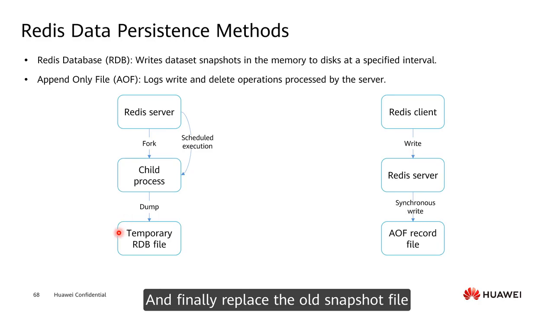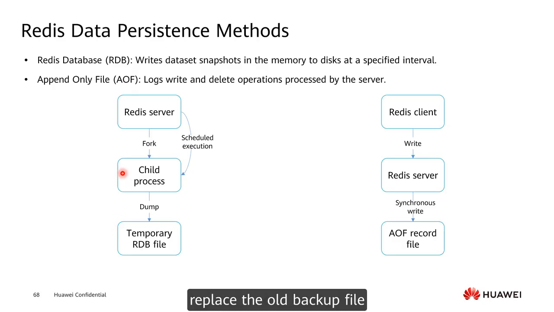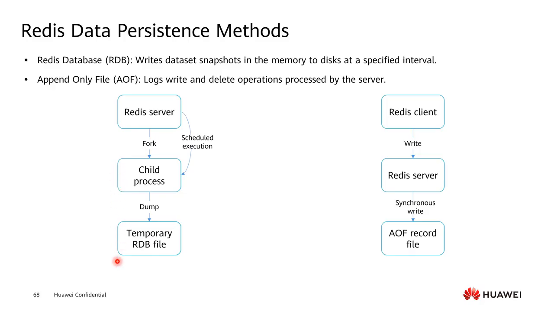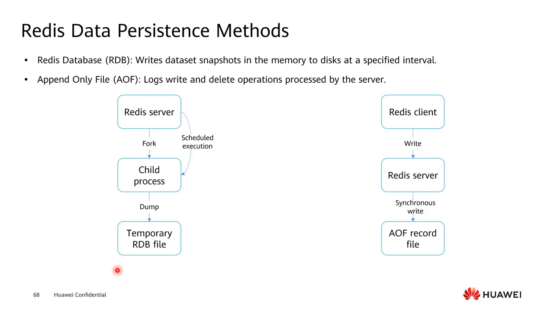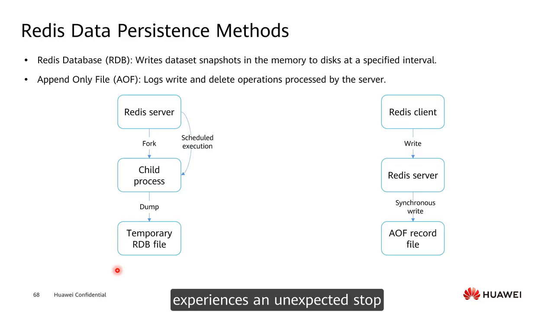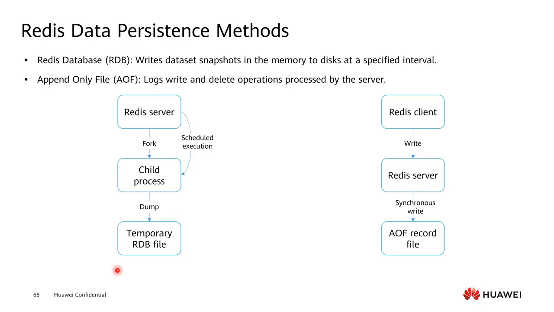And finally, replace the old snapshot file. After the snapshot is complete, the child process replaces the old backup file with the newly generated RDB file. This latest RDB file can be used to quickly recover data when the main process experiences an unexpected stop.